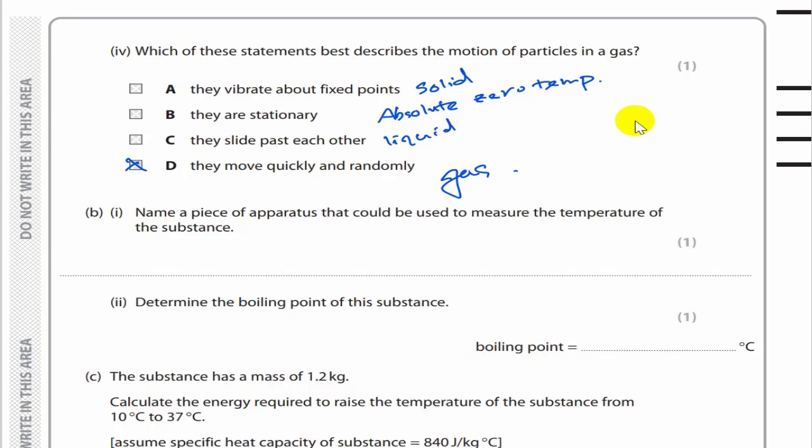B1. Name a piece of apparatus that could be used to measure the temperature of the substance. Thermometer. You can use a thermometer.